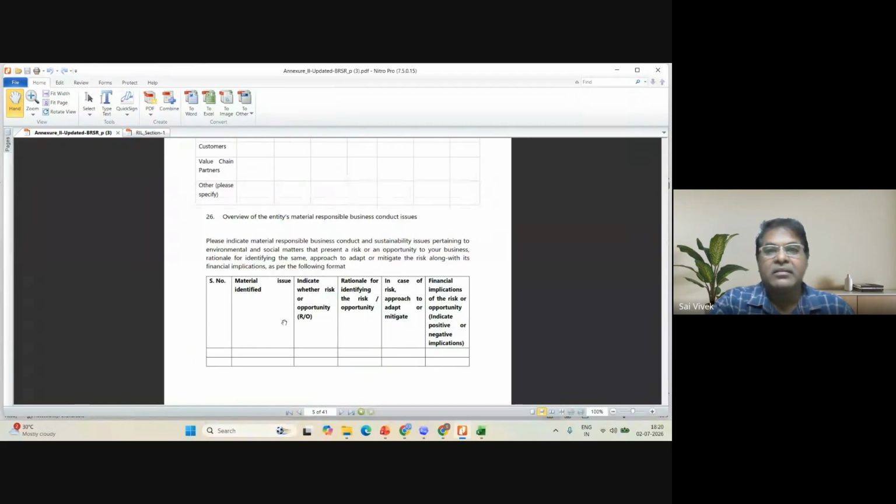Right. So the next one is overview of entities' material responsible business conduct issues. Materiality is a term which puzzles a lot in general, but it's very simple. Something that matters is called materiality. In very simple terms, whatever matters to me is my materiality. For a textile industry, the maximum materiality is water. Without water, it can't function. For an IT industry, data is important. So materiality for it is data.